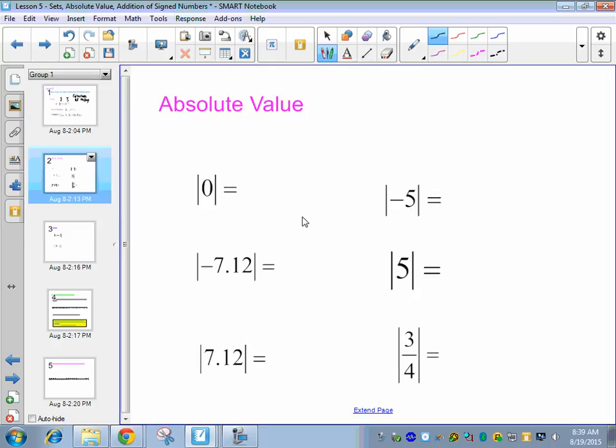Okay, so absolute value. Can anyone tell me what the absolute value is? Give me sort of a description. Yep, Ella, right? Perfect. That's the exact definition. So distance away from 0.